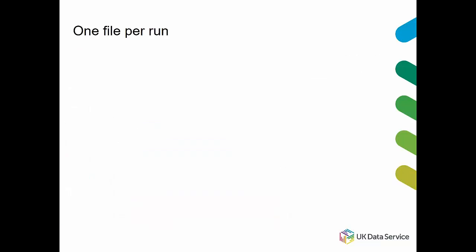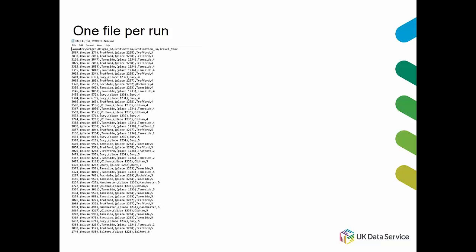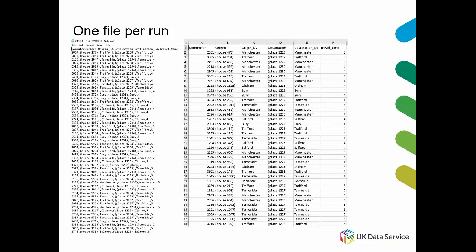So this process will give you one CSV file per run. And if you're running 500,000 runs, that's a whole lot of CSV files, but CSV files are pretty easy to work with. This is what one looked like. And if you want to open it in Excel, that's what it looks like.